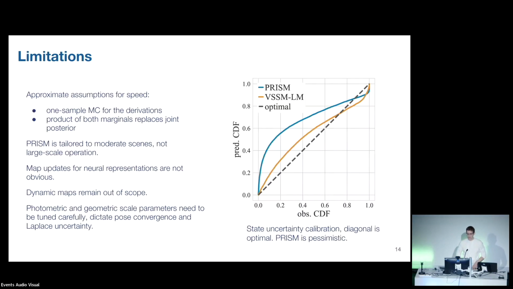And coming to the limitations, we have some approximate assumptions, as I said. So replacing the joint posterior with 2 marginals, 1 sample Monte Carlo, etc. These, in fact, have an implication on how the uncertainty is calibrated. So for the state filter, for example, we can see that Prism is slightly pessimistic. So it's curved and not following the diagonal, which would be the optimal solution. Dynamic maps have remained out of scope. Neural maps have remained out of scope, etc.